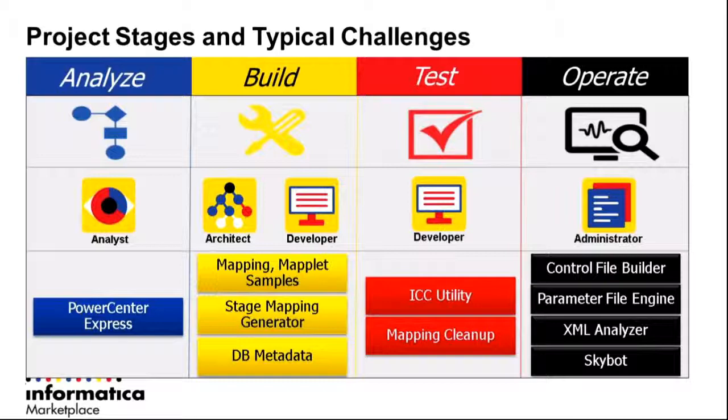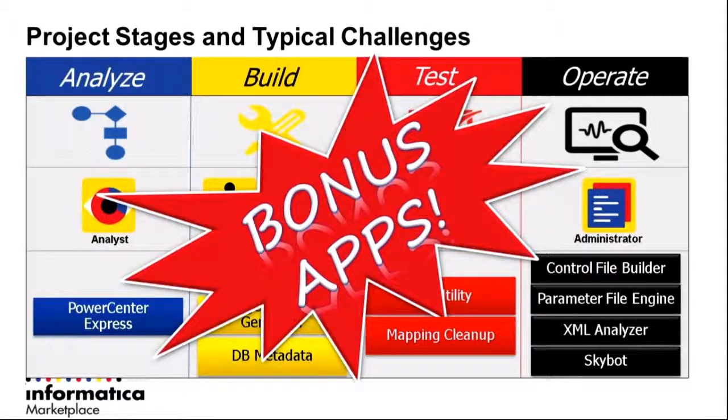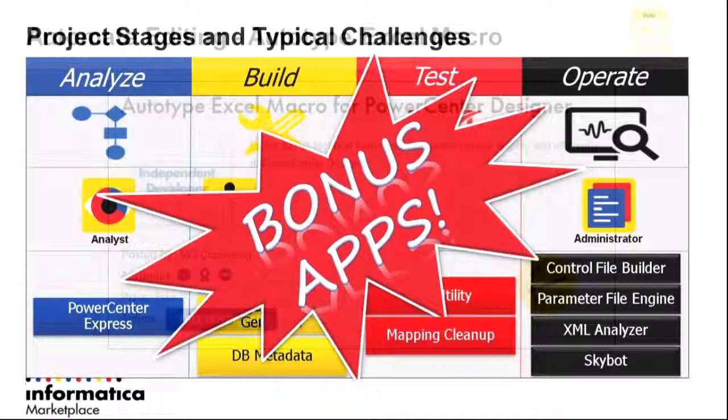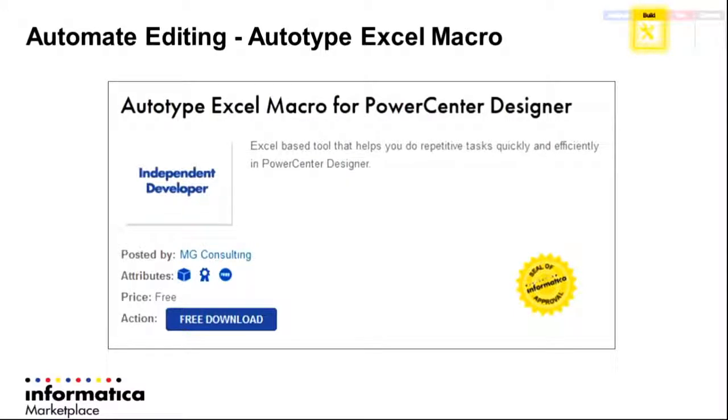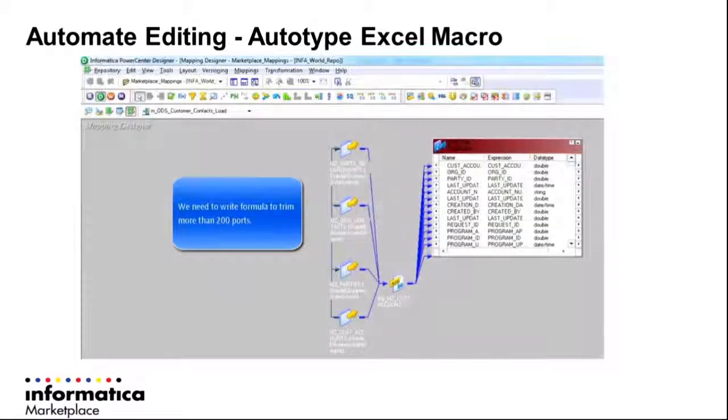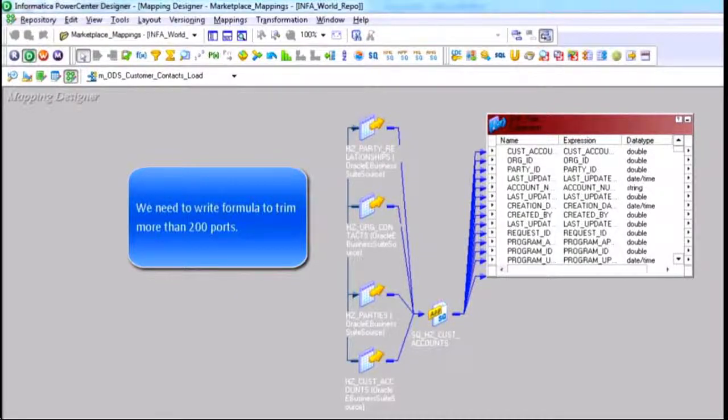So, we showed you a few apps that can really make you more successful, really help you be productive. But there's actually a couple more that I want to show you. We'll call these bonus apps, because these are some pretty powerful utilities that we haven't covered, but that have been very popular with our folks that come to the marketplace and that download our solutions. There's two of them that I want to show you. The first tool is called Autotype Excel Macro. This is in the build phase, and this was contributed by one of our developers. This is a developer-contributed solution that he built that really helps streamline and automate some very tedious sorts of things. If you think about building a mapping, and we'll get right into Autotype Excel, it uses the power of Excel to automate some pretty mundane things.